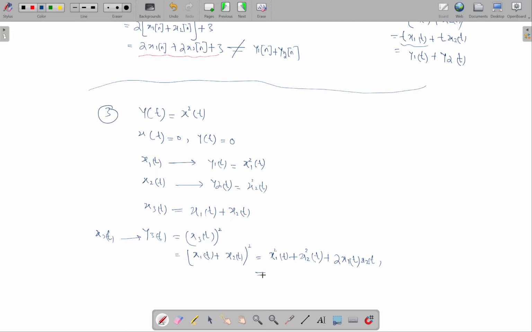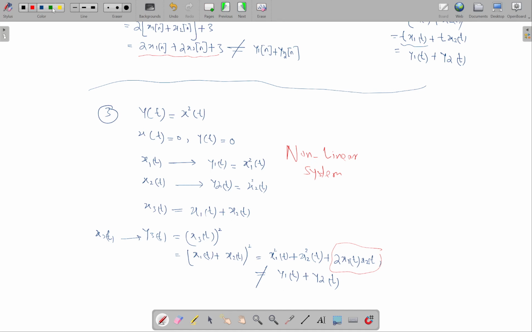Now what we can see is that this is not equal to y1(t) plus y2(t), because y1(t) was x1 squared(t) and y2(t) is x2 squared(t). So this particular term is an extra term, which makes it not equal to y1(t) plus y2(t). So now the system is a non-linear system, because when the input was the sum of the individual inputs, the output y3(t) was not equal to the sum of the individual outputs. So it's a nonlinear system.